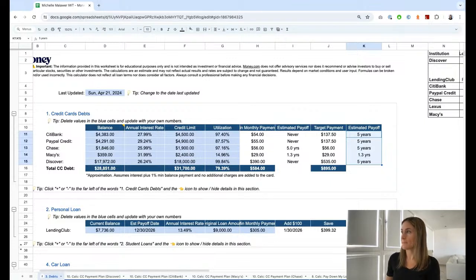Yeah. Well, if they paid these values. I can send you this file. Yeah. Yes. So that's the credit cards.